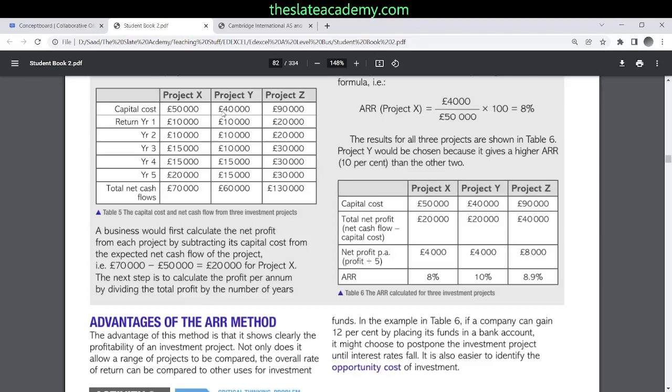Annual profit divided by capital cost or capital outlay. So 4,000 divided by 40,000 is 0.1, multiplied by 100, which is 10. Okay, I got it now. The same way for Z as well.